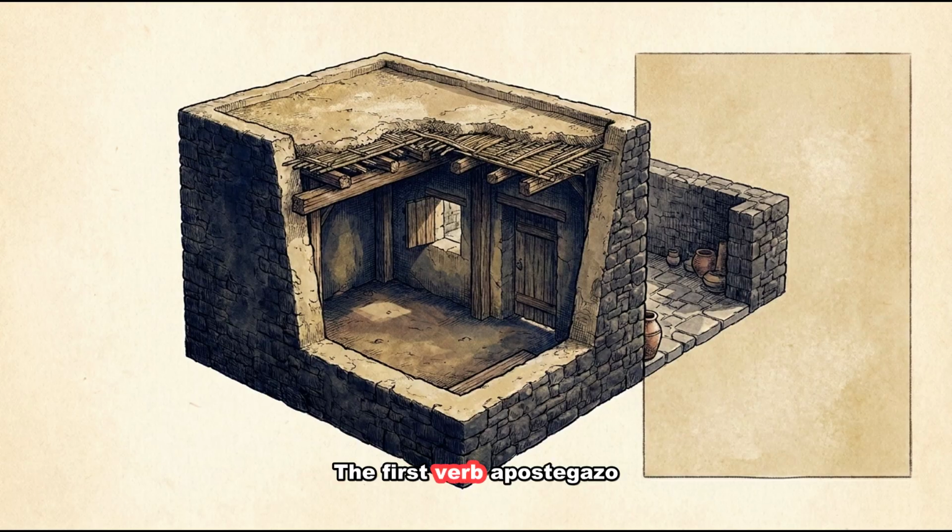The first verb, apostegazzo, is rare in the New Testament. Standard lexicons understand it here as uncovering or removing roofing, a straightforward description rather than a specialized ritual term. The lexical point is modest but architecturally important.